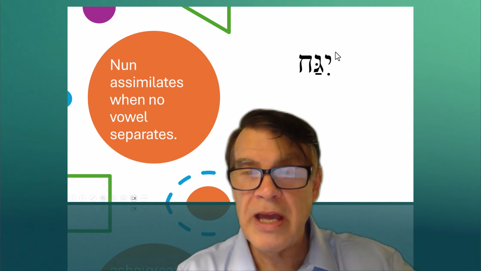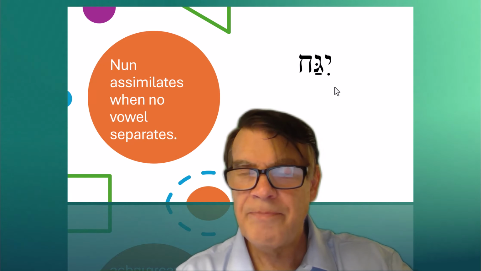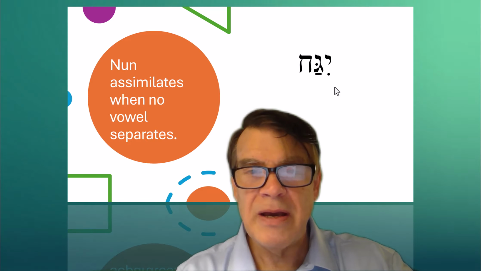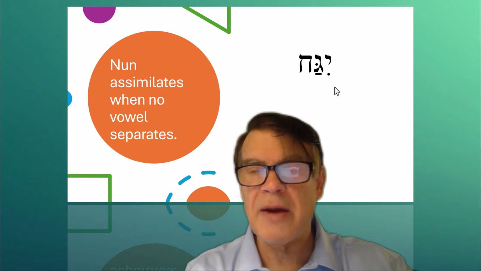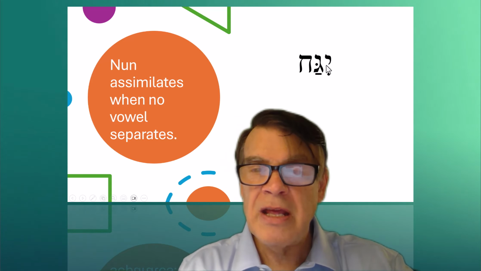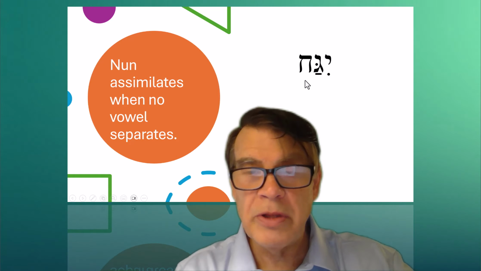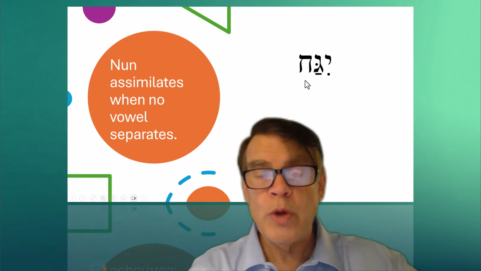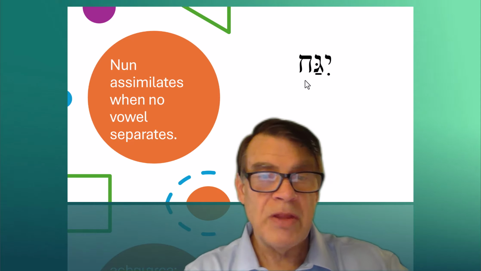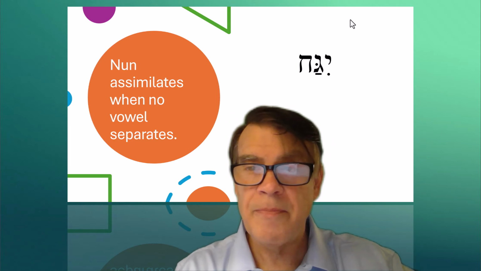So this, again, the yod is the third masculine singular, the imperfect. I think this is something like he strikes, or I think it's he gores. It's about an ox goring. It's in the next chapter, I think. But anyway, nagak is the verb, but we only see two letters there. What happened? Which letter went away? Was it a third hay? Nope, it was a first nun, and nun assimilates when no vowel separates.